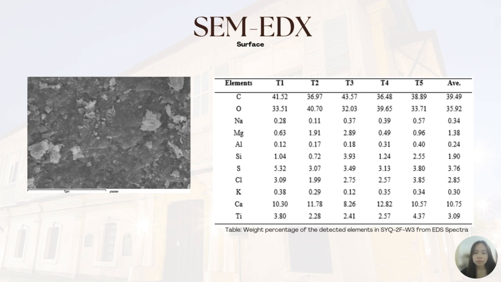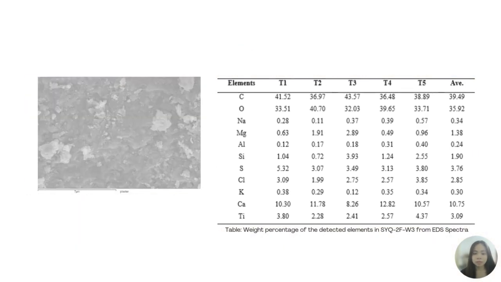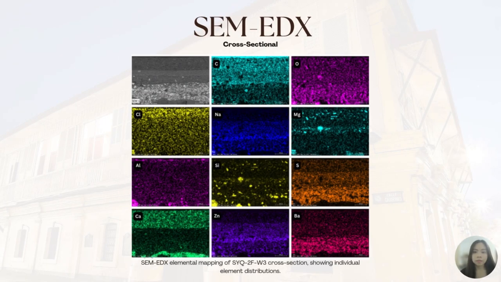Further cross-sectional SEM-EDX analysis is needed to study elemental distribution across layers. Elemental mapping of a Syquia Mansion plaster cross-section shows the distribution of key elements across layers.